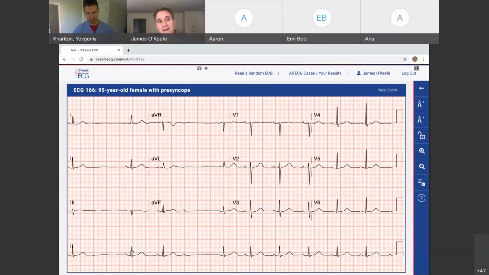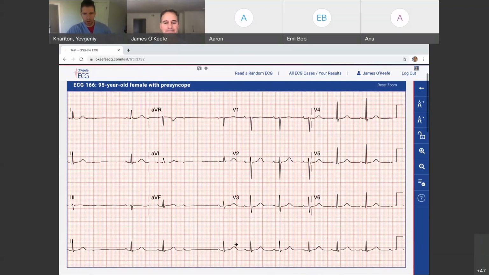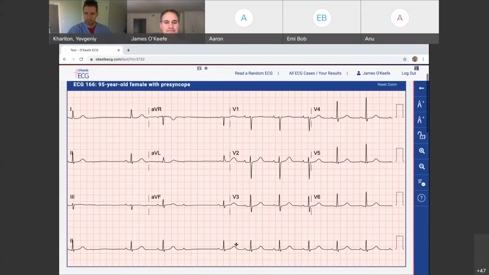And in a 95-year-old, this is a heart that's beaten about 3 billion times, literally, about 1 billion beats every 30 years. So it's wearing out both the sinus node and the AV node. But yeah. Can this be called a sinus pause?